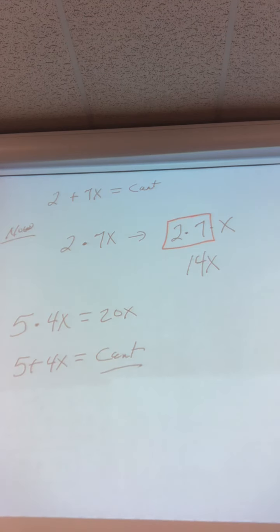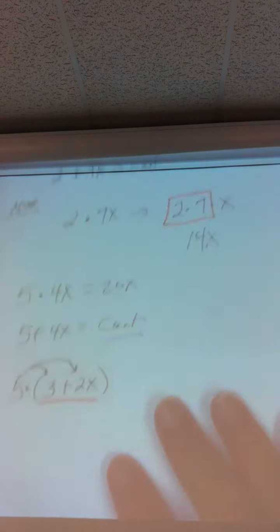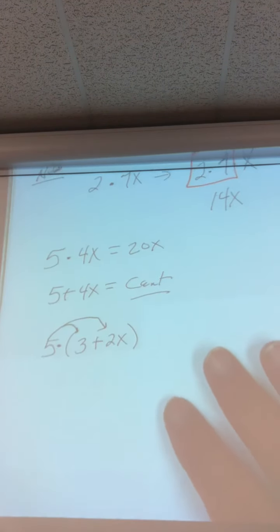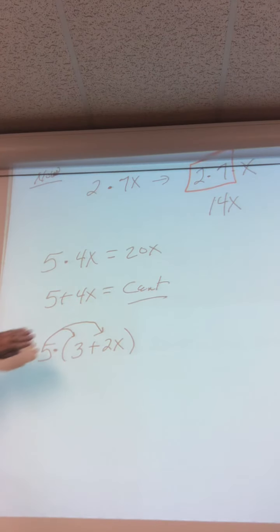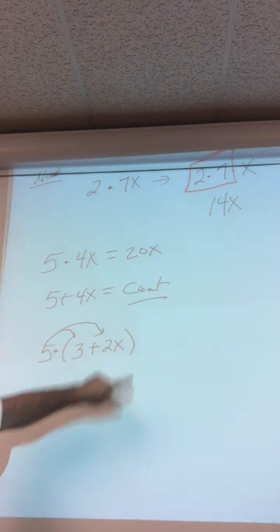Now, ignore these arrows right now. But let's suppose I have this. So just for a second, ignore this. Now this dot doesn't have to be here. 5 parentheses 3 plus 2x.